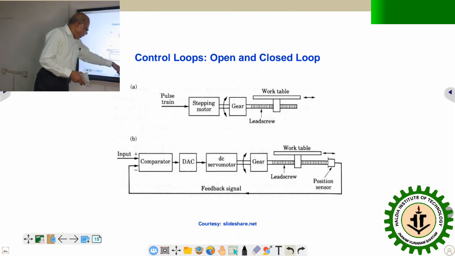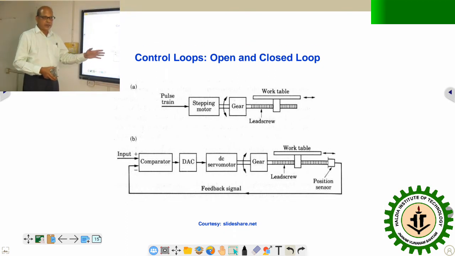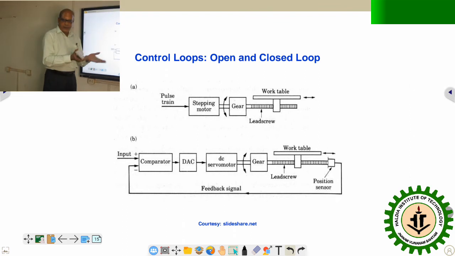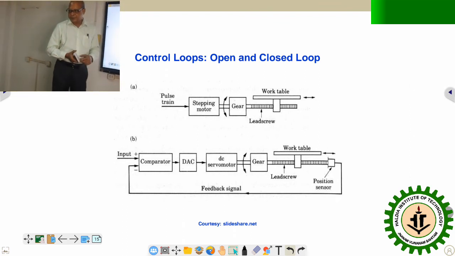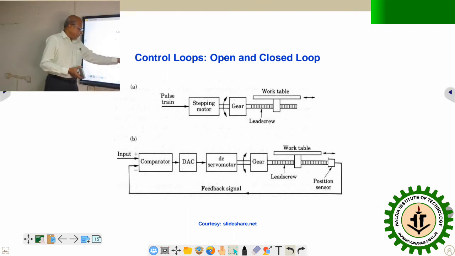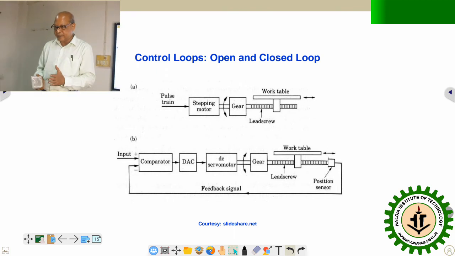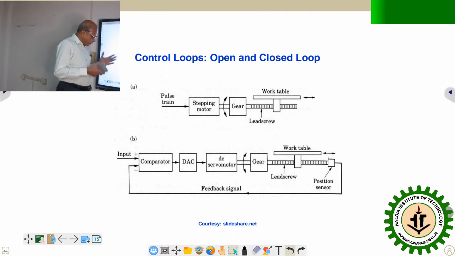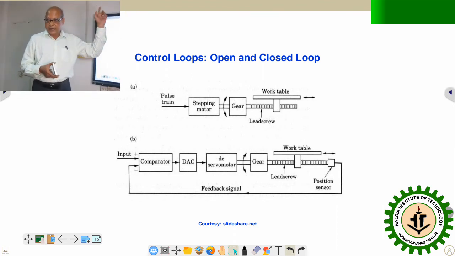In contrast, a closed loop control system is much more complicated and sophisticated also. Here there is a little bit of difference. As far as the drive system is concerned, the stepper motor is replaced by a DC servo motor. DC servo motor is based on analog signal. So first, the information which is available in the data processing unit, recall that particular block diagram.